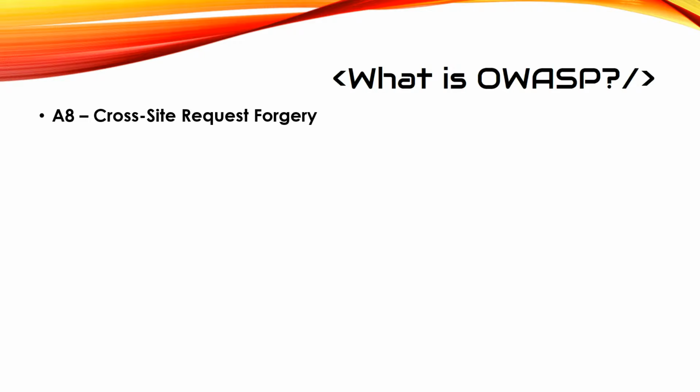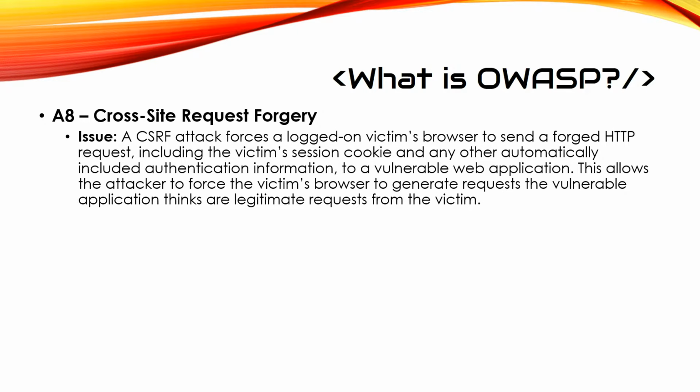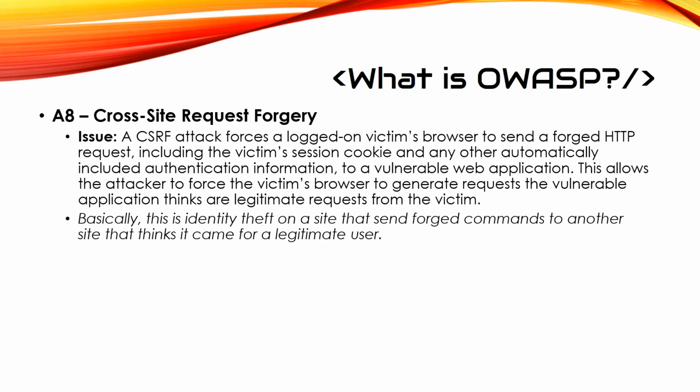Cross-site request forgery. A cross-site request forgery attack forces a logged-on victim's browser to send a forged HTTP request, including the victim's session cookie and any other automatically included authentication information, to a vulnerable web application. This allows the attacker to force the victim's browser to generate requests the vulnerable application thinks are legitimate requests from the victim. Basically, this is identity theft on a site that sends forged commands to another site that thinks it came from a legitimate user.